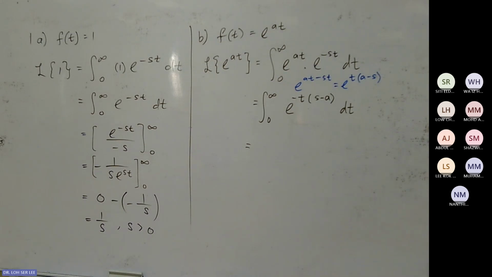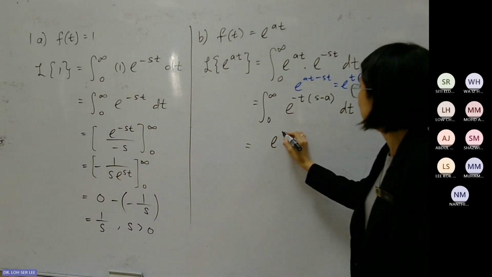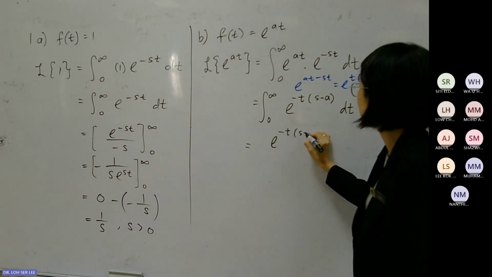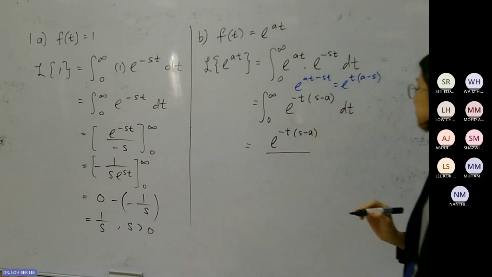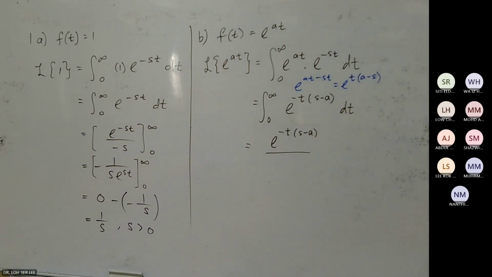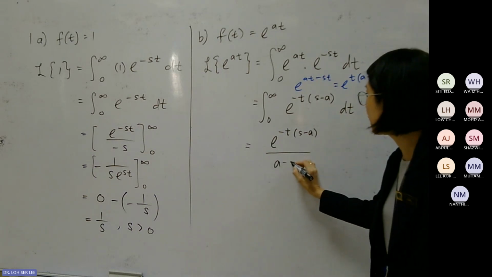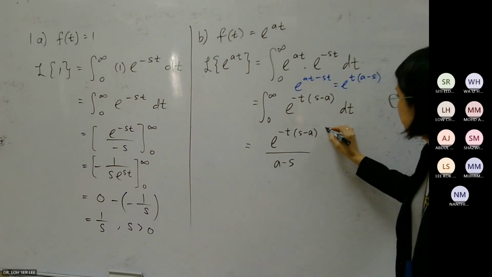So when you integrate, you get e to the negative t(s minus a) over negative (s minus a).